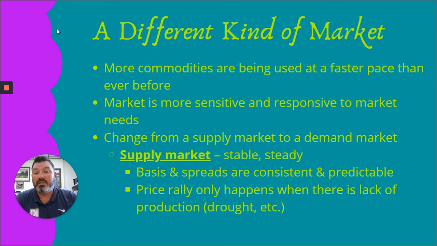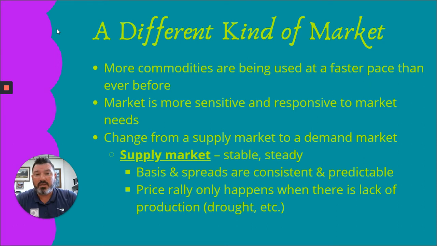So we've really changed from a supply-driven market to a demand-driven market. Demand really influences today's prices quite a bit. So you say, well, what's the difference? A supply market is really steady and stable, and you wouldn't see big changes in production and price. The basis and spreads, and we'll talk more about basis later, are consistent and very predictable. And a price rally only happens if there's a pretty significant interruption in production.